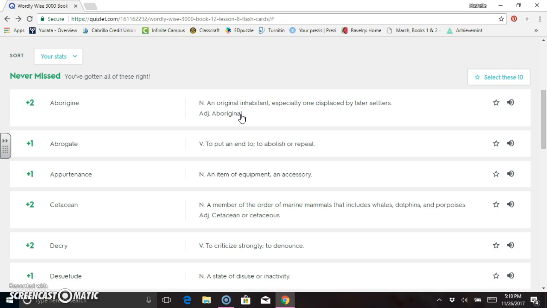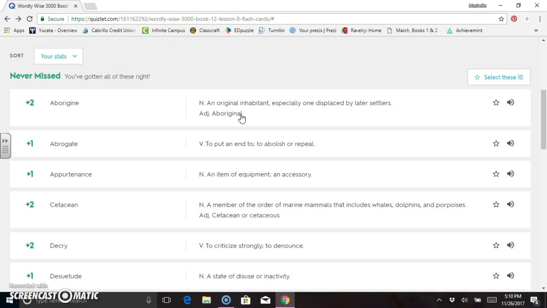Number 2, abrogate is a verb, to put an end to, abolish or repeal. So that's the idea that you're getting rid of it. You're repealing the law if it was something bad to get rid of it, or you're putting an end to it and making sure it doesn't happen again.